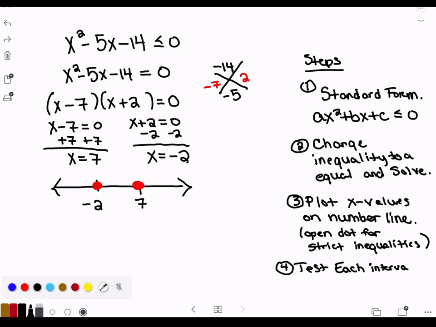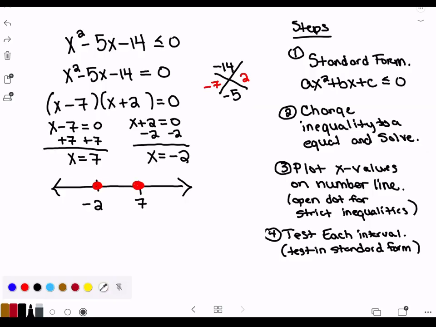Now, this is the step that is kind of different. I need to test each interval. So if you look at the screen, there's 3 different intervals that we have up here, and I have to test each one of them. So let me show you how you test it. You pick a test point in each one of the intervals, and if it's true, you shade it. But if it's not true, you don't shade it. So you only shade the area that is a true statement. And I'm going to show you what I mean by that.